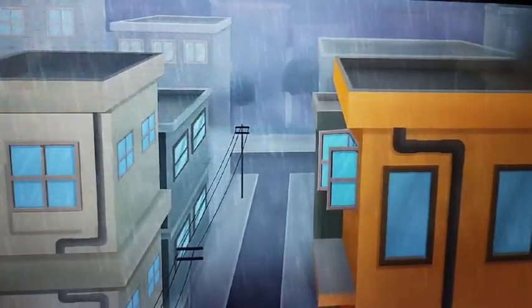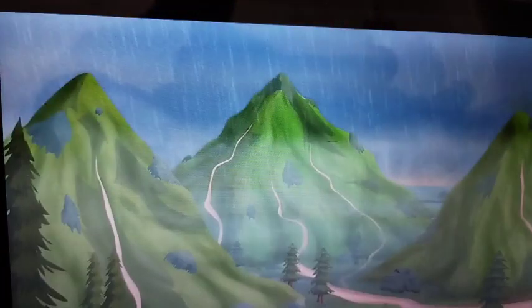Like in the city, when they fall on the roof, they may accumulate in rainwater harvesting tanks, or they may seep into the soil and become part of the underground water. But if you imagine this on a much larger scale, like when it rains in the mountains, the water runs off and forms small water streams.